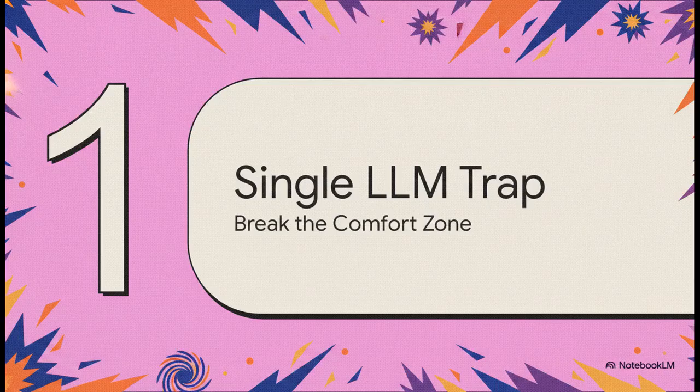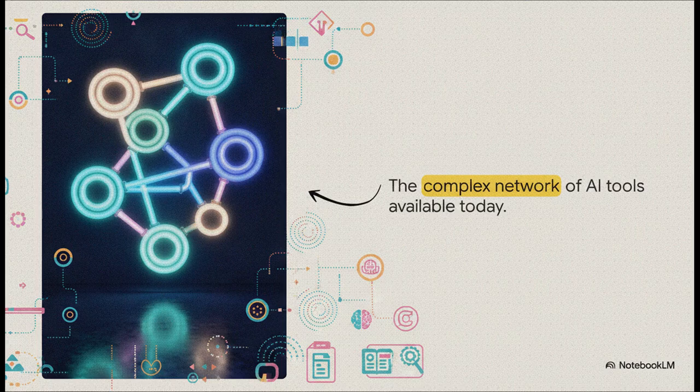Okay, let's dive right into Section 1, the single LLM trap, and how we can break out of that comfort zone. You see, the concept of an AI tool isn't just one uniform thing. It's actually a vast, complex network of totally distinct technologies. And if you're only relying on a single node in this massive network, you are severely limiting both the power and the precision of your doctoral work. Different tasks just require different capabilities.